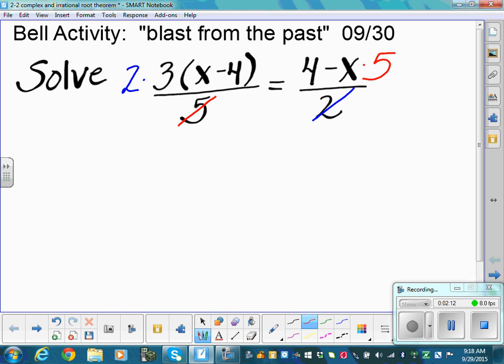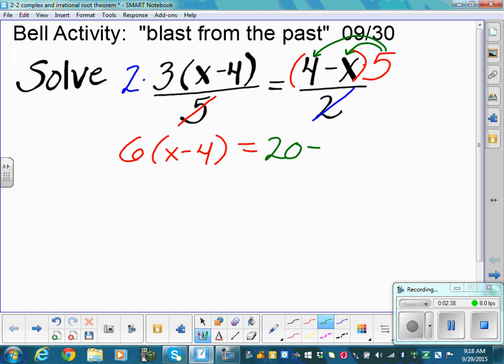Yep. Okay, so with this, look over here on the left. 2 times 3 is 6, so we have 6 times x minus 4, which is equal to 5 times all that stuff. Very important: I have to put all that stuff in parentheses. Now I've got to distribute that through. 5 times 4 is 20. 5 times negative x is negative 5x.